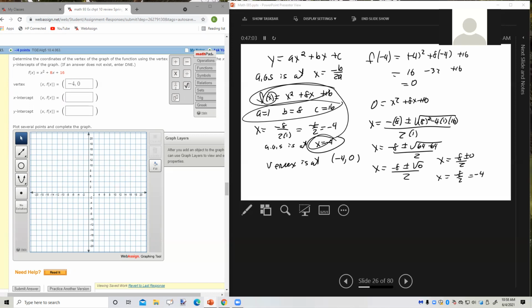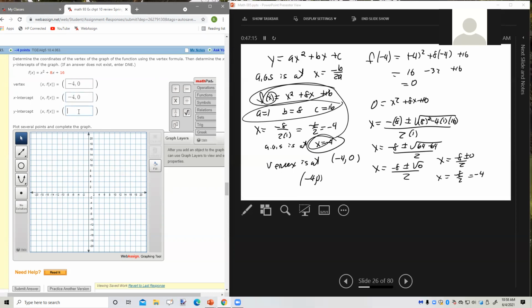Oh, so the x-intercept is at negative 4, 0. Well, that's the same thing as the vertex, isn't it? I wonder why that's happening. Well, we'll figure that out eventually here. The y-intercept, you set x equal to 0, and the y-intercept is going to be at what? 0, 16.